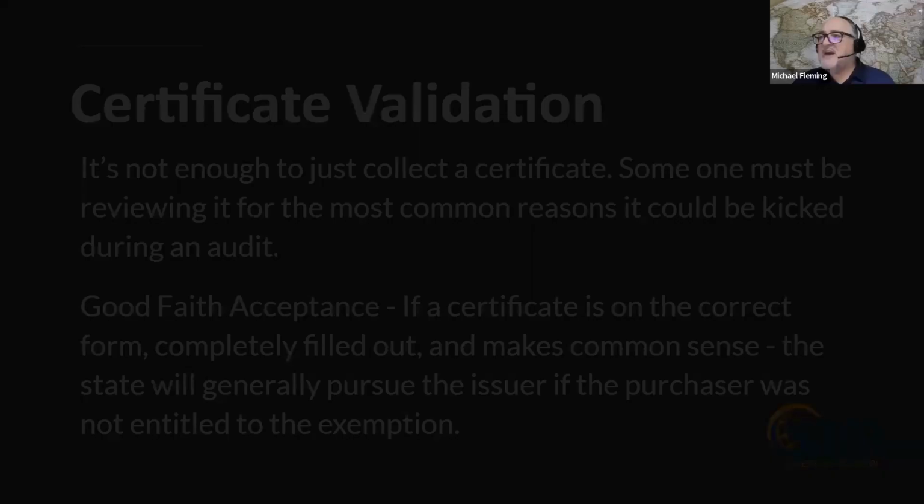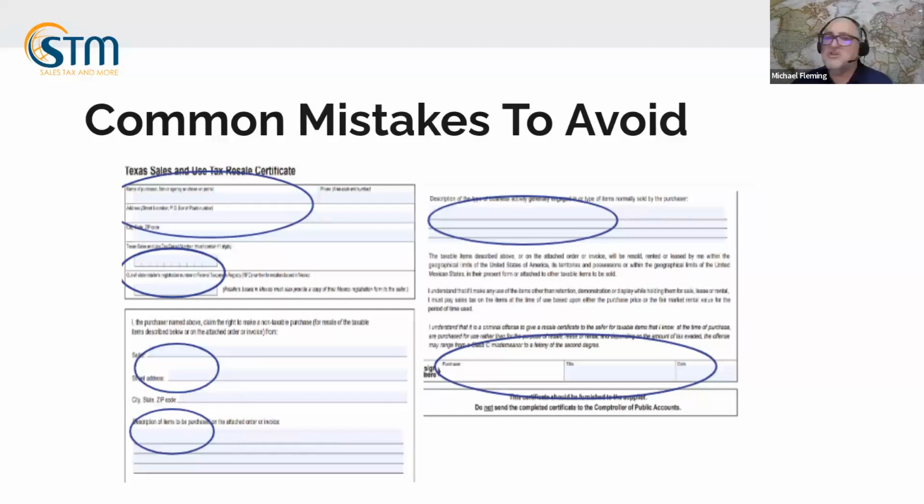Now, some of the common mistakes to avoid: the certificate just has to be completely filled out. This is a Texas certificate, and when we're reviewing certificates, you wouldn't believe how many we see that just have big blank spots on them. So that's a reason for the auditor to kick it. Now, if the auditor kicks it, they can put on their detective's hat. They can start digging in and seeing if this was real, if they were registered at the time. If you accept it in good faith, which means it's completely filled out, they can't put on their detective's hat. They don't do the digging.